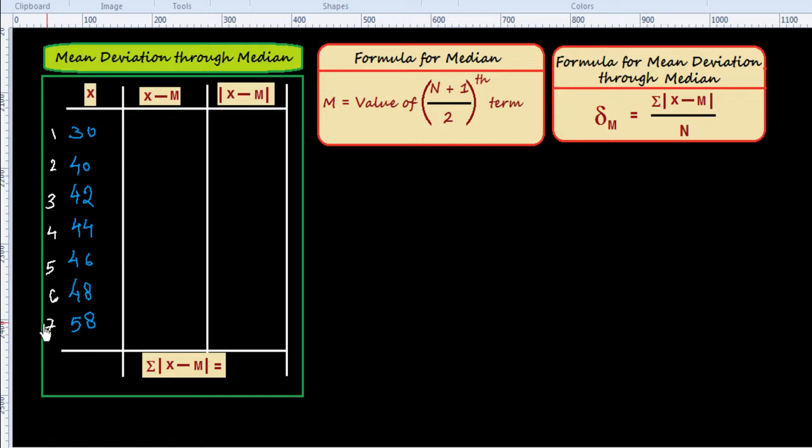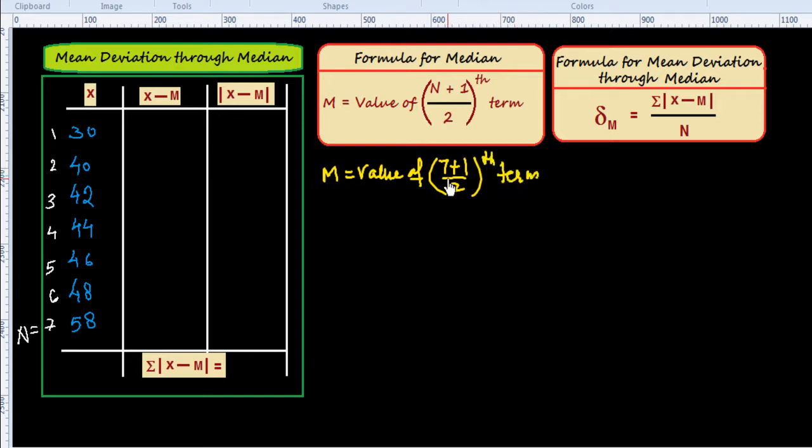So n is equal to 7. So the total number of terms is odd. If the total number of terms is odd, we use this formula: median is equal to the value of the (n plus 1) by 2 term. So first of all we have to find out the median. So median is equal to the value of the (7 plus 1) by 2 term.